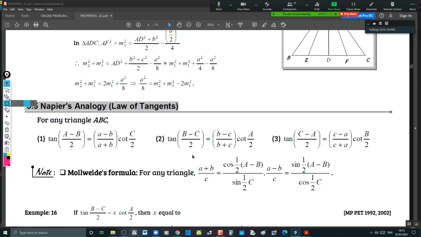Did you work on Mollweide's rule, please? Boys and girls, respond. No, sir. Do you know that? We don't. Very good. So this is Mollweide's rule.